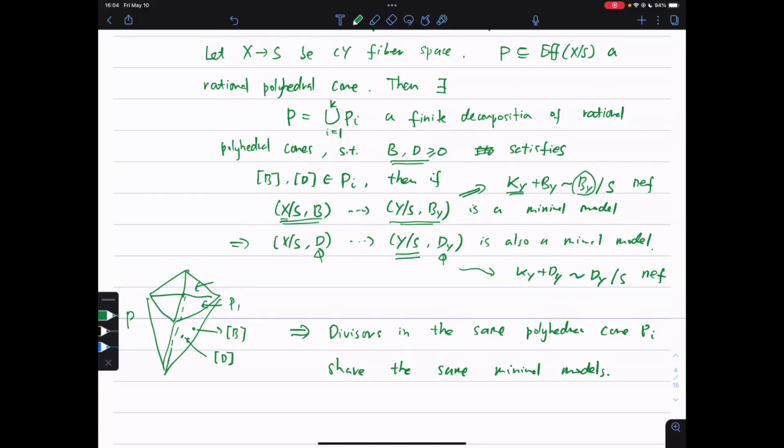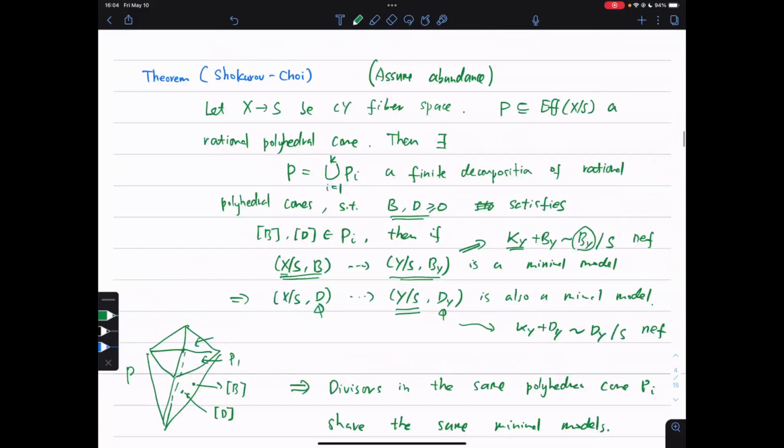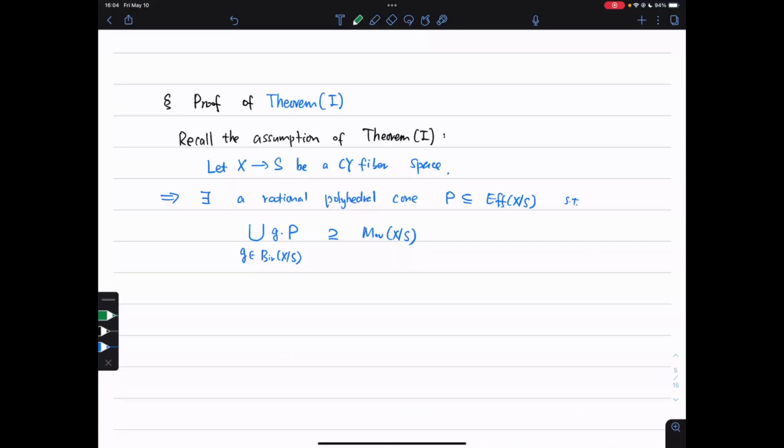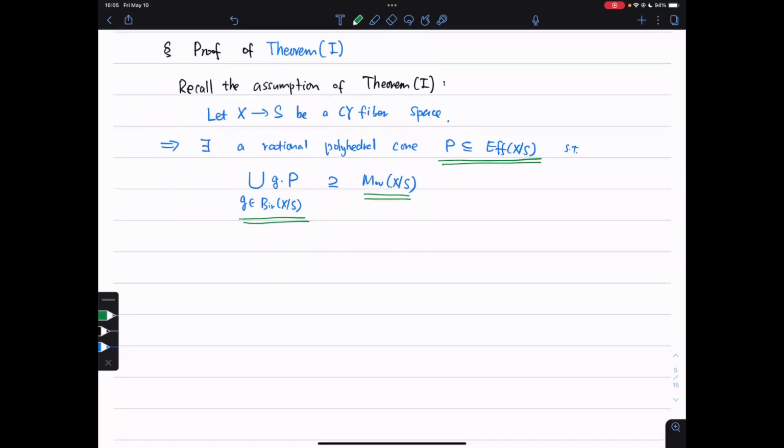All right, with that, we can prove Theorem 1. Let's recall what we want to do. The assumption of Theorem 1 is the following. We have a rational polyhedral cone inside of the effective cone, and under the action of the birational group, it contains the movable cone. Right? This is our assumption in Theorem 1. And the goal is to prove the following: we want to show X has finitely many minimal models.